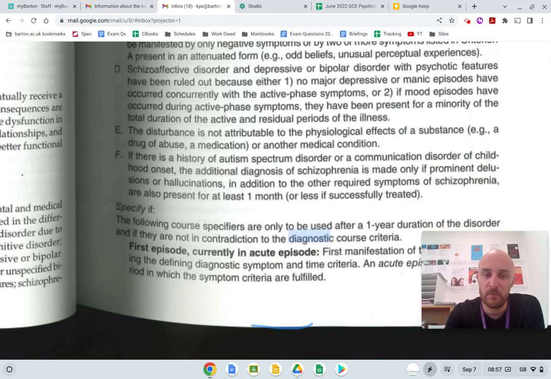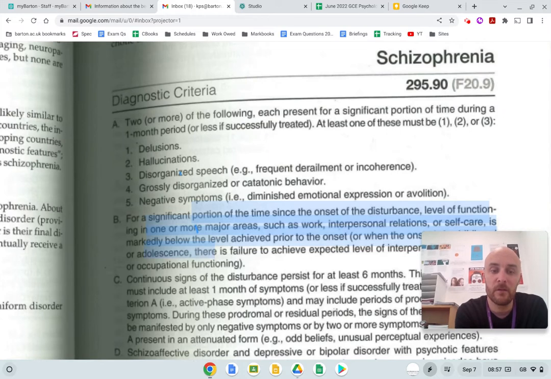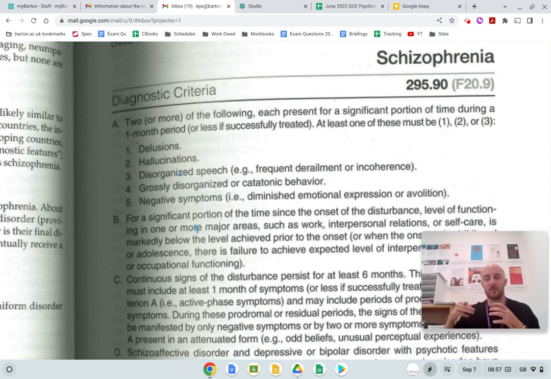I'm not going to go through E because that's pretty much a given, but I do want to look here at F because this is quite important. If there is a history of autism, right? If the sufferer has had autism before, the additional diagnosis of schizophrenia is only made if prominent delusions or hallucinations exist. So if you've had autism, you can only be diagnosed with schizophrenia if your symptoms are what we call positive symptoms. These two that I'm circling now, delusions and hallucinations, are known as positive symptoms because they are added to you, hence the positive. They're added to you, and they're things you didn't have before. Negative symptoms are things like, hold on.